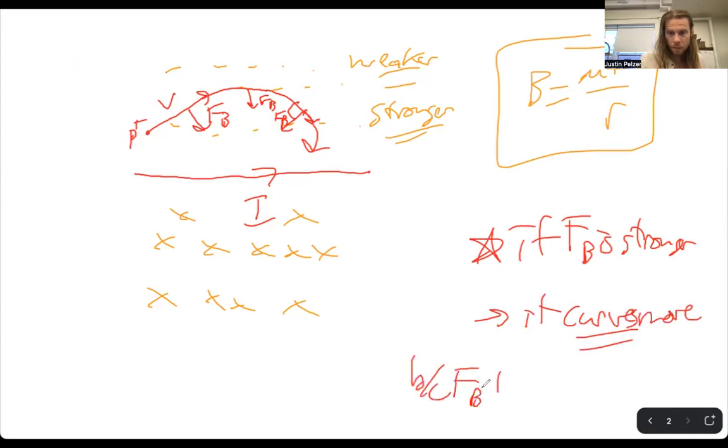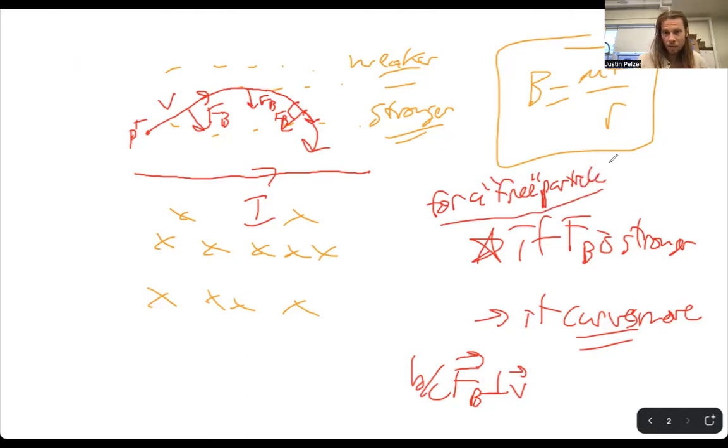Because FB is perpendicular to velocity, and this is for a free particle. Because if it's trapped in a wire, clearly if you have two wires, this isn't going to happen. But for a free particle like a proton or an electron, if FB is stronger, it curves more. If FB is weaker, it curves less. So you're going to have more curvature the closer to the wire. That makes sense, right? Great.